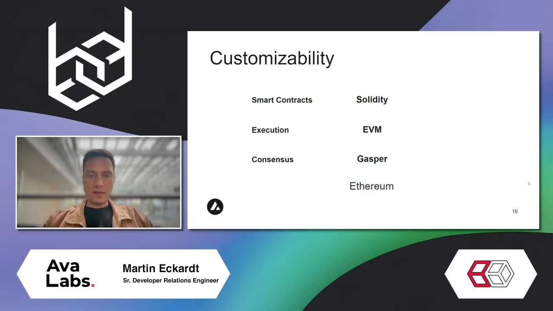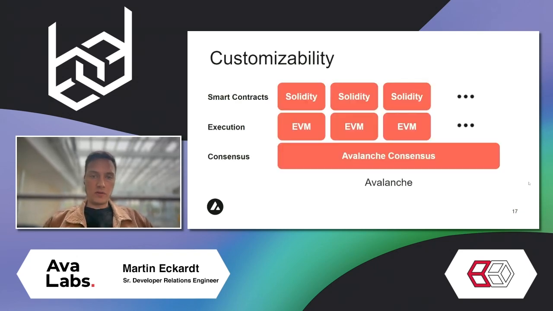So what does that mean? Let's dig a little bit deeper, right? If we look at the Ethereum stack, there are different layers. We have the consensus layer, we have the execution layer, the EVM, and then we have the smart contract layer. If we compare it with the Avalanche stack, it's a little bit different. All the chains have a shared consensus layer. They all run on Avalanche consensus. But every chain has its own execution environment. And these may be EVMs, but they also may be slightly customized versions of the EVM, right?